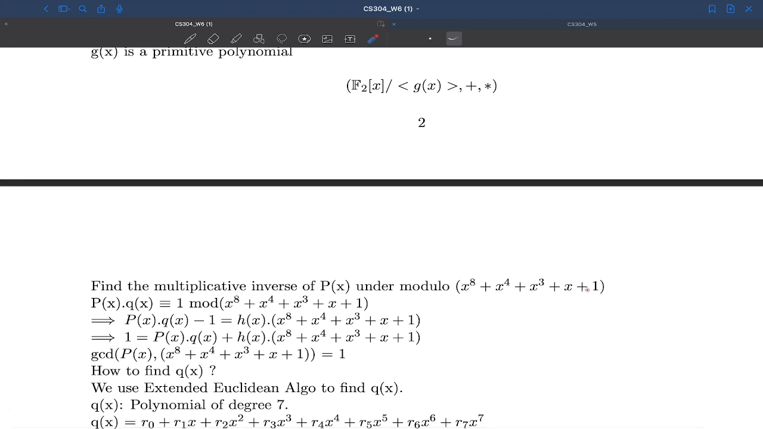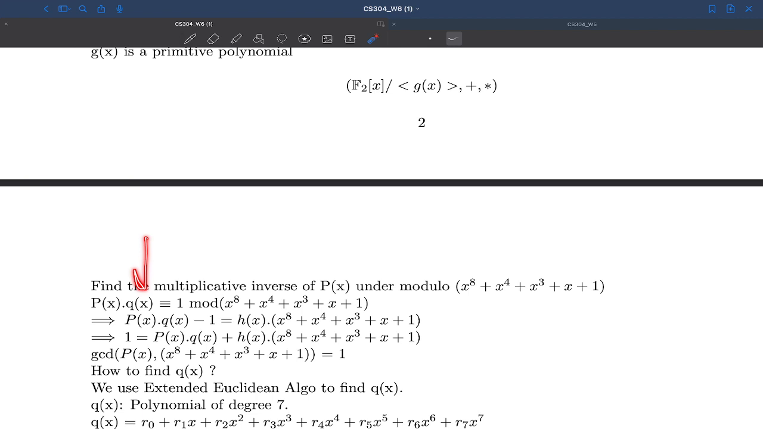Now, what happens if I get the inverse of p(x)? What kind of property does the inverse satisfy? If we recall the definition of inverse, we know that if I multiply any q(x) polynomial with p(x) under modulo this function, and I am getting 1, then that q(x) will be called the inverse of p(x).